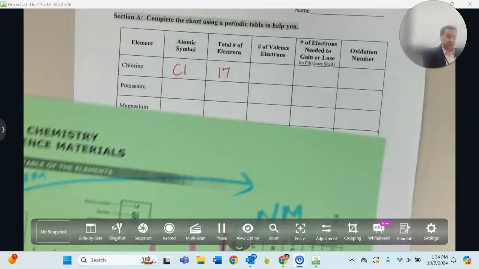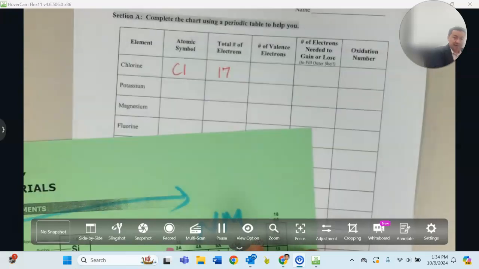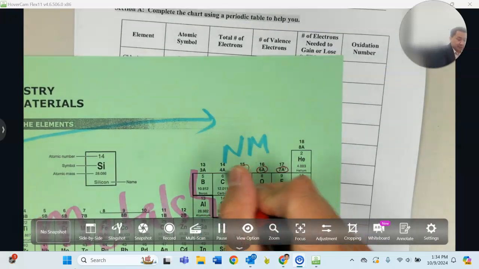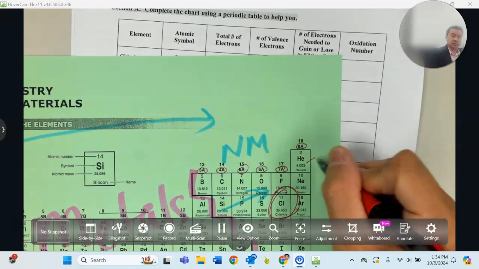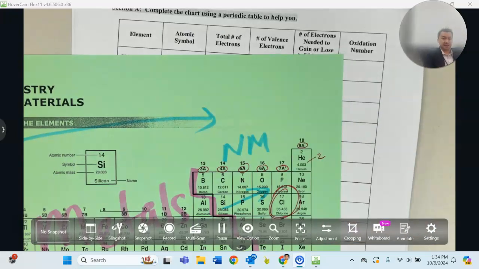Number of valence electrons, that's the A here, 7A. We've done this multiple times in the past. The last group is 18, except for helium is only 2. Everybody else is 8. Okay, so it's got 7 valence electrons.